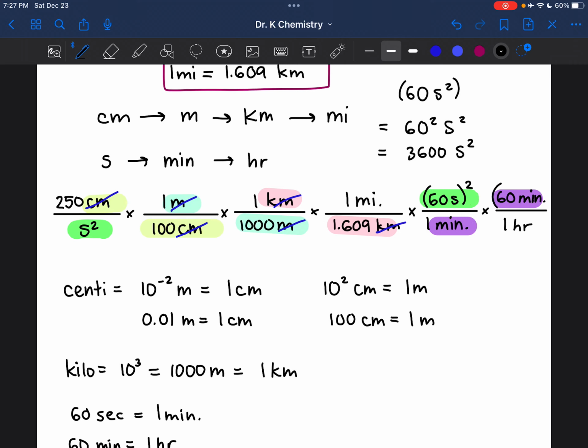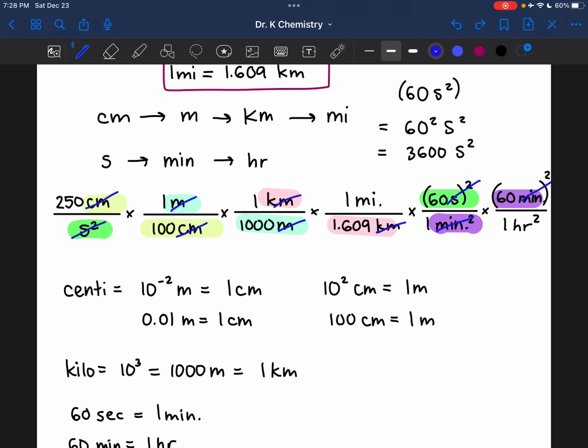I have to do the same thing to the minutes, and then I'll do the same thing on the bottom. But in this case, we're squaring 1, which is just 1. So alternatively, you could just get rid of that and square the unit itself, because 1 squared is just 1. And I lost track of my colors here now. Okay, minute was purple. There we go. Okay, now that everything is squared appropriately, the seconds squared cancel out, the minutes squared cancel out, and we are left with miles over hours squared, which is exactly what we're trying to find.